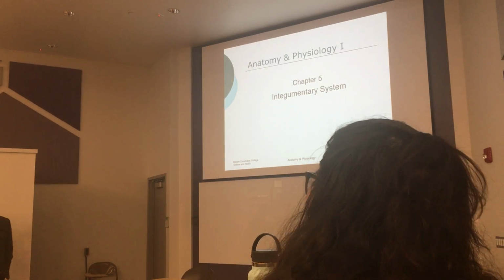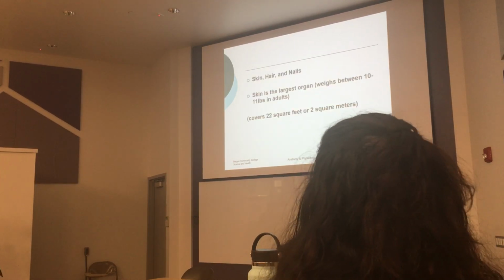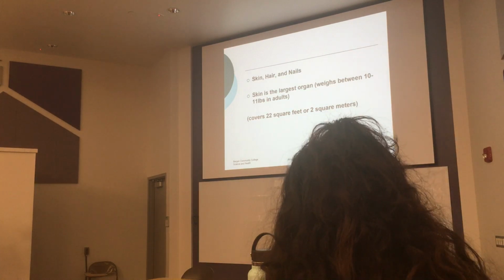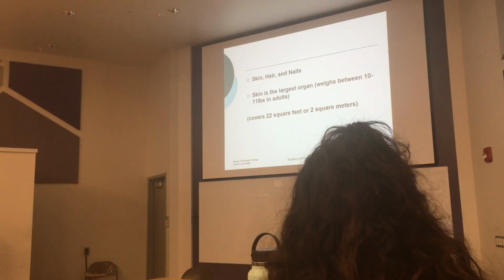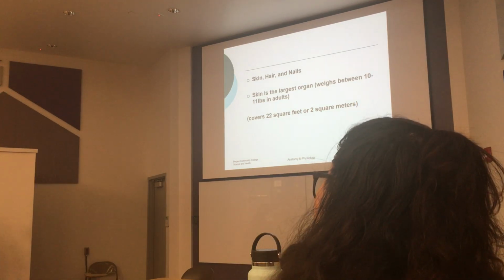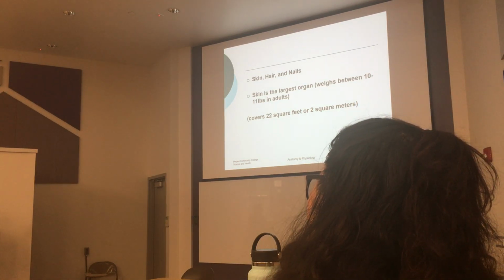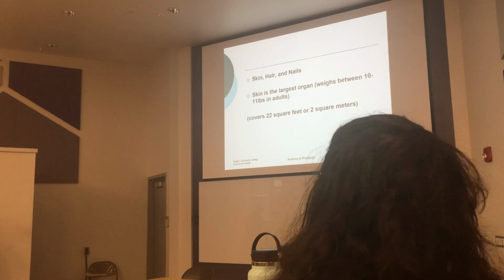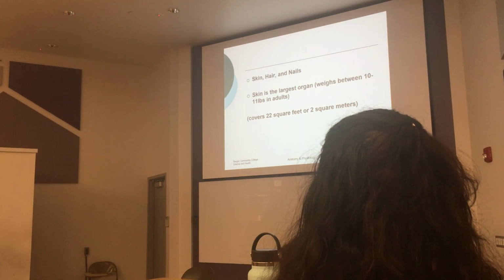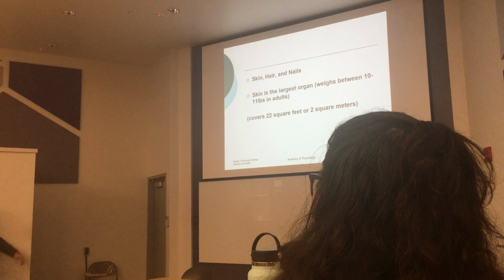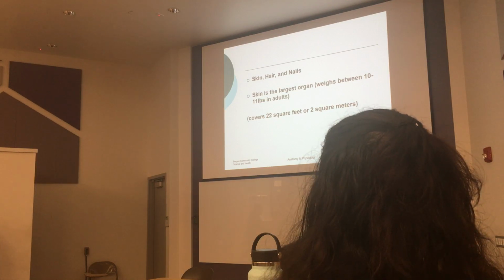The integumentary system consists of our skin, our hair, and our nails. Skin is going to be our largest organ, and it's the only organ that's visible, that we can see. So everything else is on the inside. It weighs between 10 and 11 pounds in adults. And if you laid out someone's skin, on average it covers about 22 square feet.